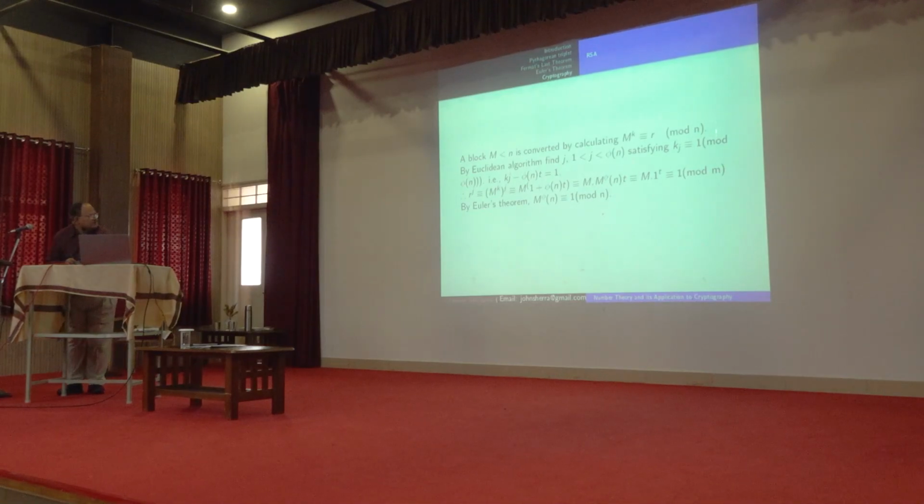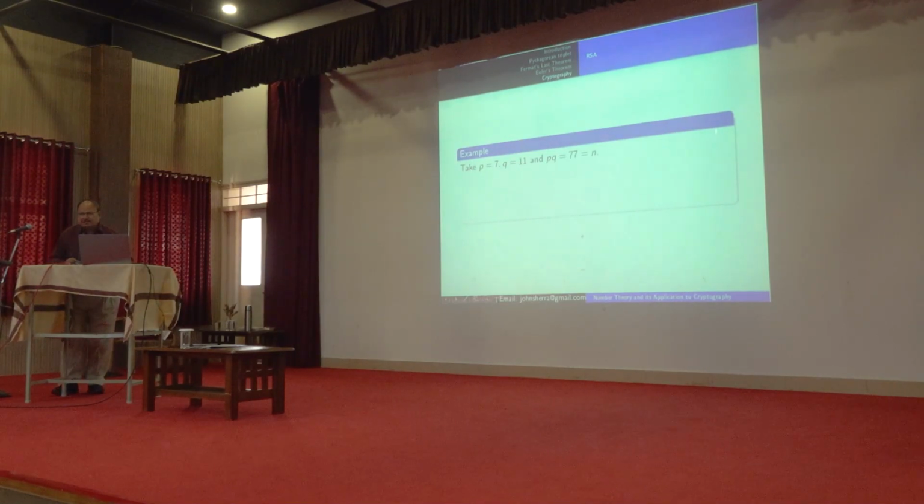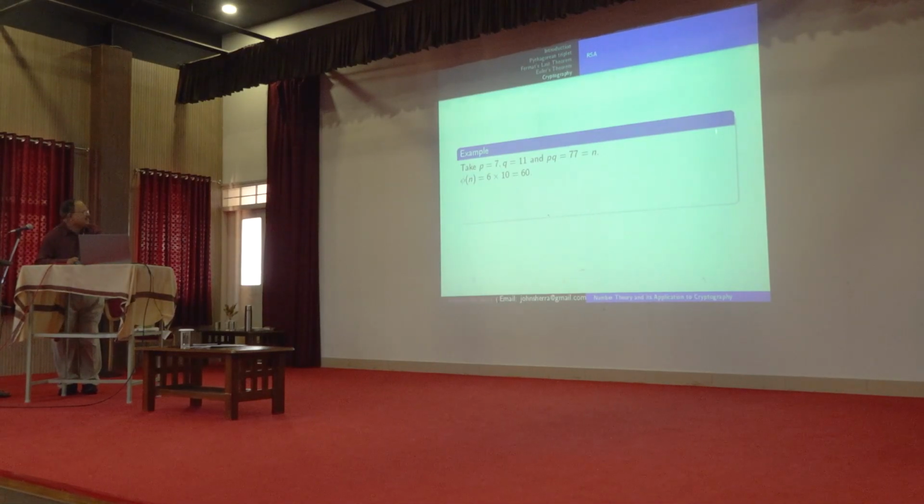Look at the numbers, twin primes. Now we'll take this one. You have P equal to 7, Q equal to 11, PQ is 77. That is N. And then you take a number. What is phi of N? Phi of N is 6 into 10, which is 60.